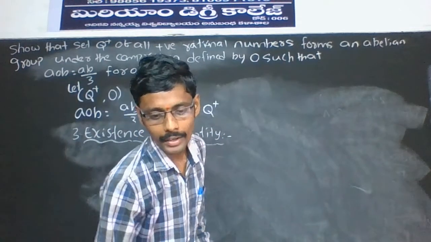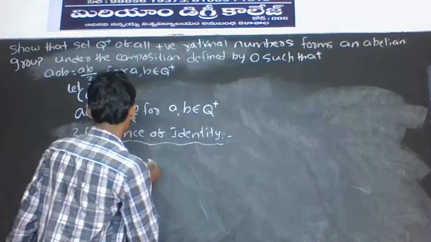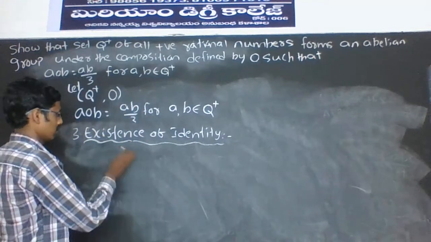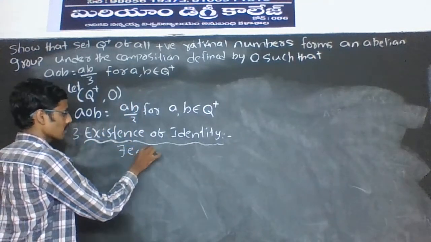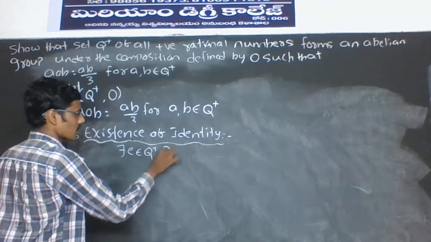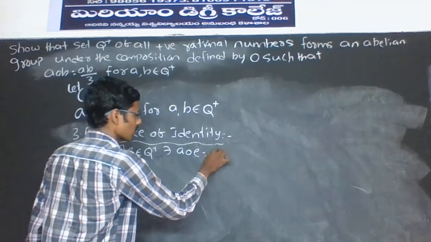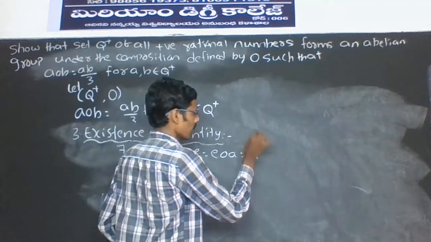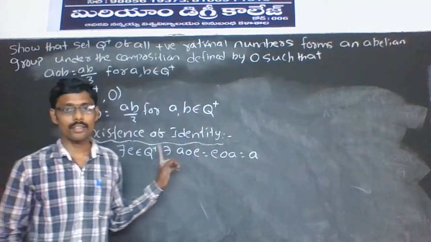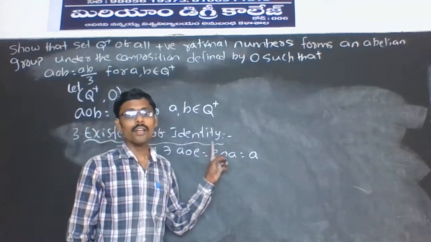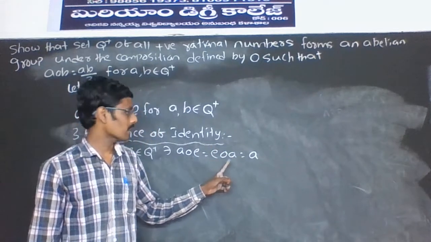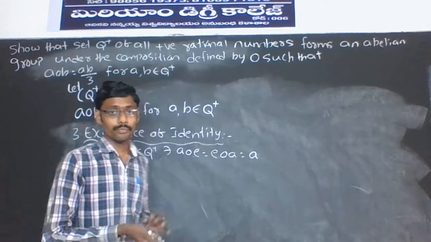Existence of identity. There exists E belongs to Q plus such that A circle E is equal to E circle A is equal to A. This is the existence of identity formula. A circle E is equal to E circle A is equal to A.